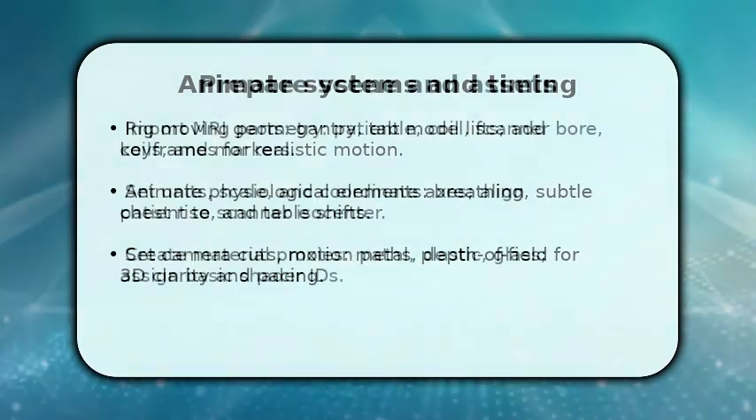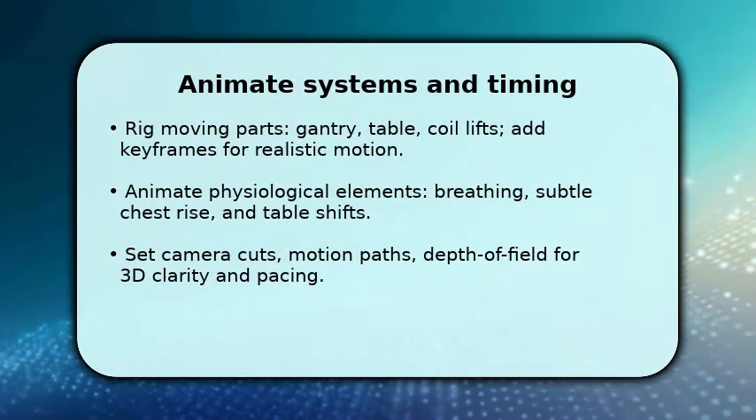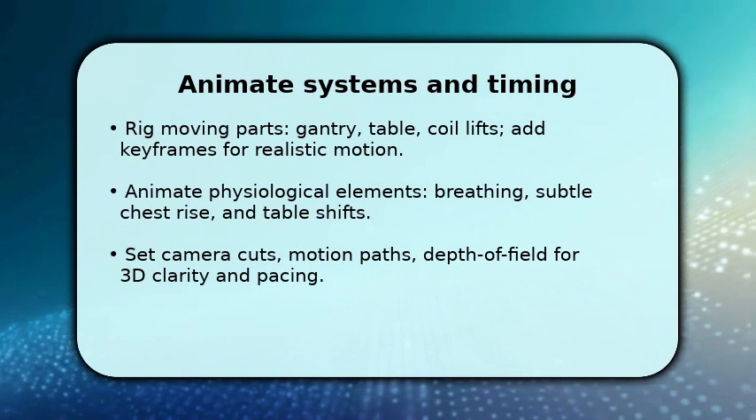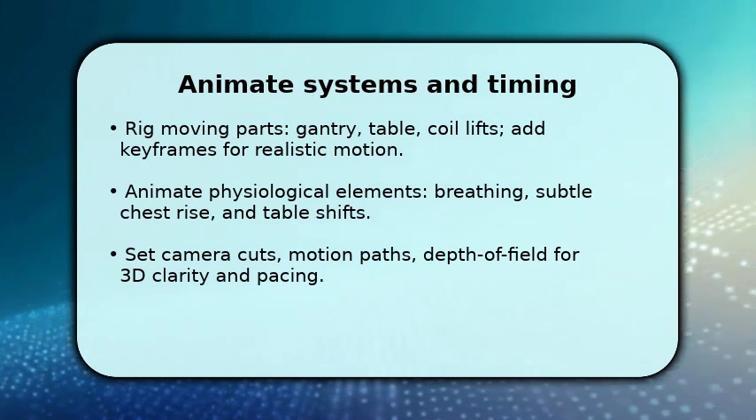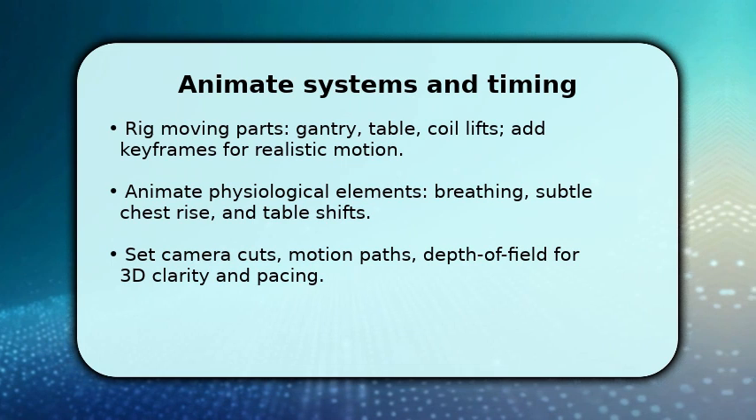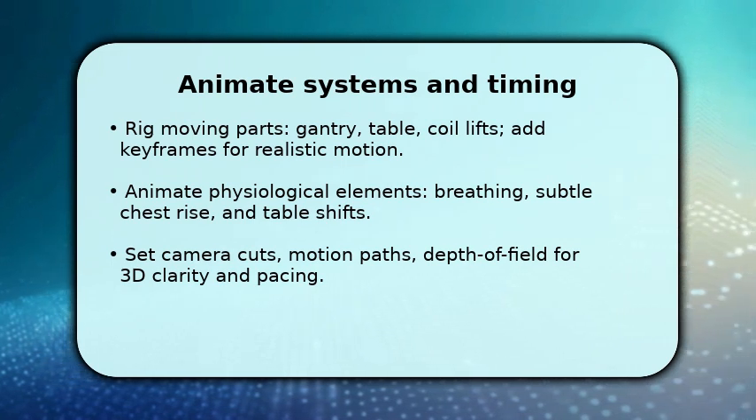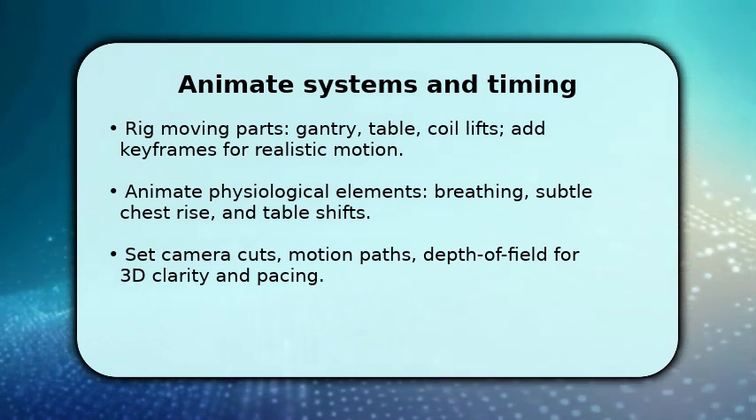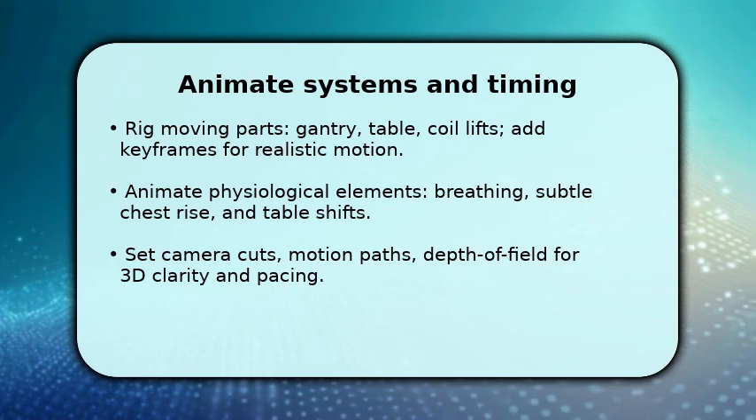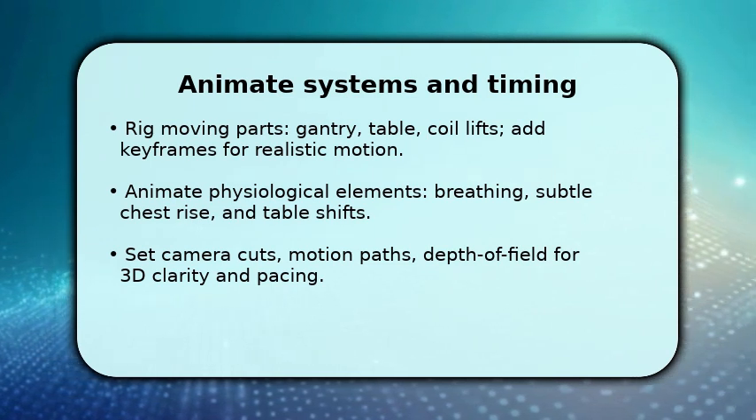Now you animate the core systems and time their interactions so the sequence reads clearly. First, rig the table, coil lifts, and any gantry rotation, keyframe smooth ease-ins and realistic acceleration. Then add physiological micro-motions, like breathing, to sell the scan without overtaking the shot.